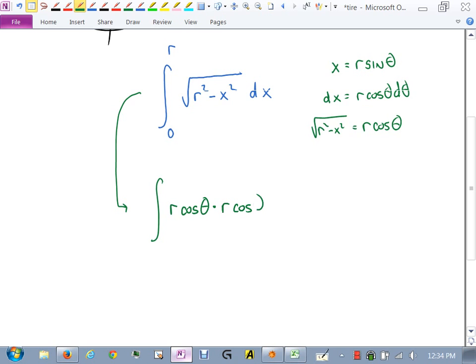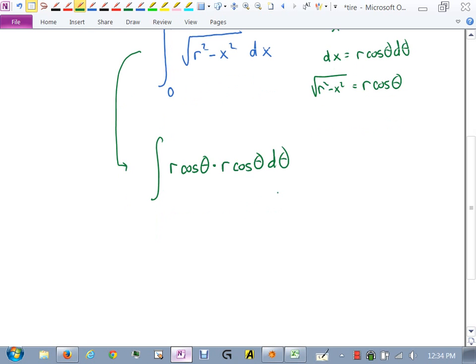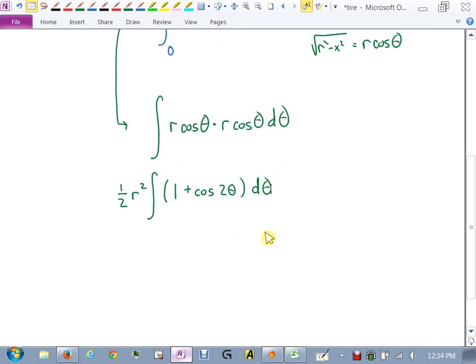R cosine theta d theta. Let's work on this. R is a constant, it comes out, r squared. Then what's still in here? Cosine squared. How do you handle cosine squared? Half angle identity, it's the 1/2, blah, blah, blah, cosine 2 theta. So the 1/2 I'm going to bring out, and then I'd be left with in here 1 plus cosine 2 theta d theta. I can take the antiderivative of both of those.